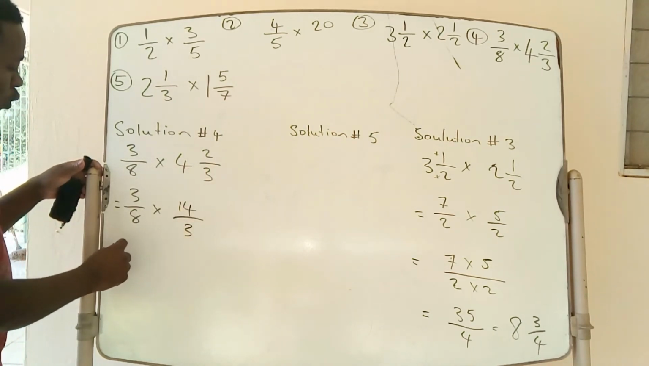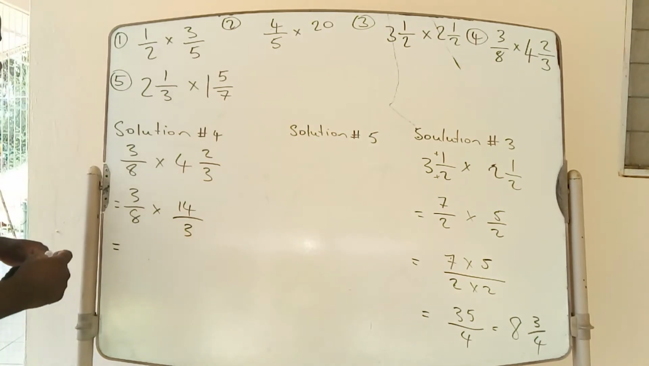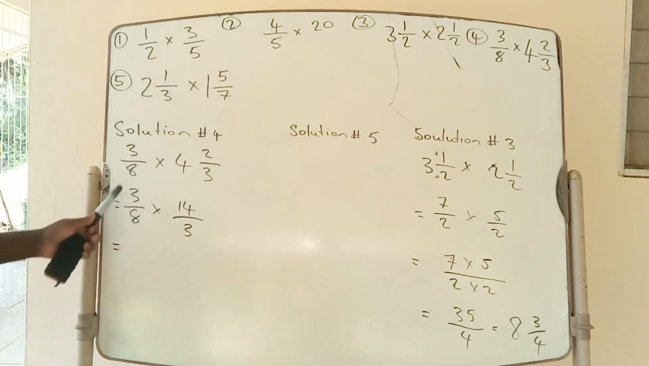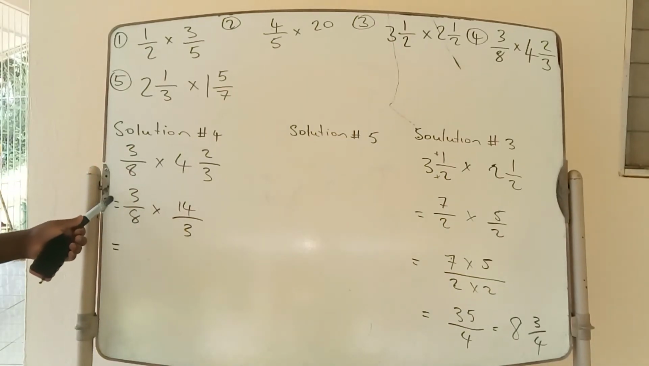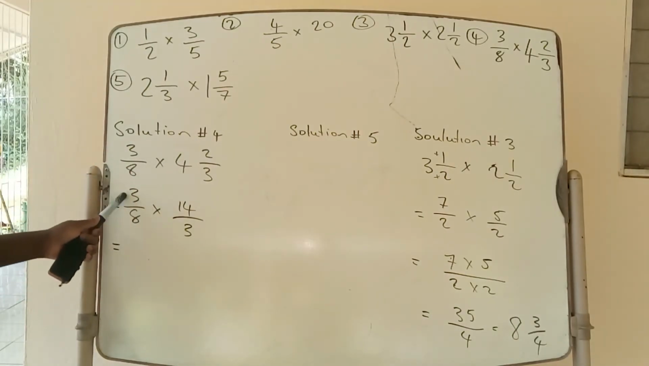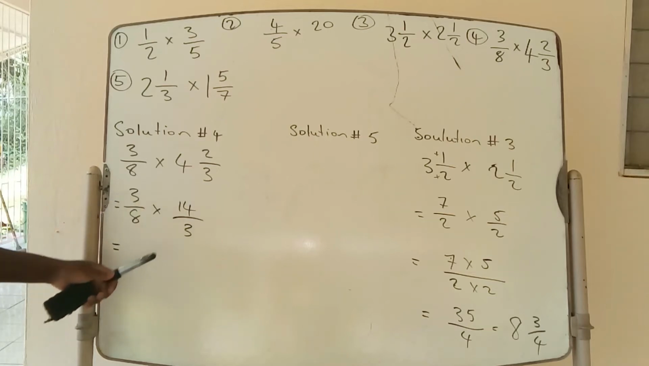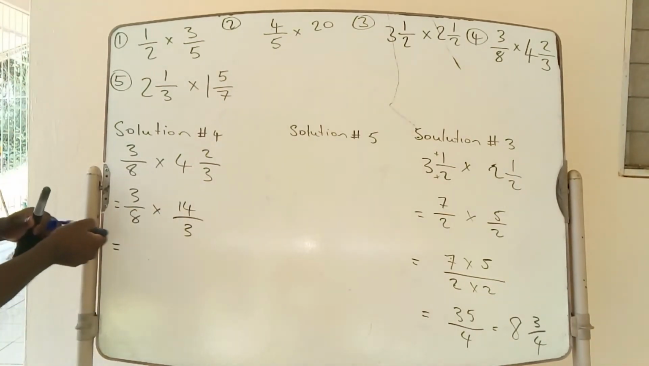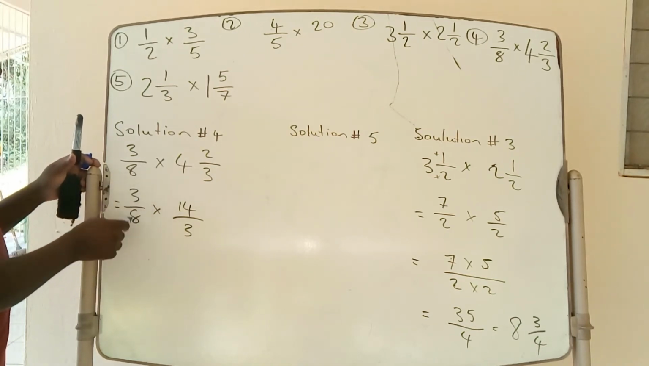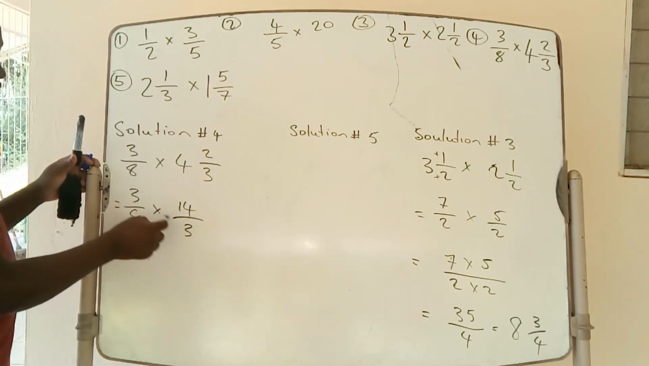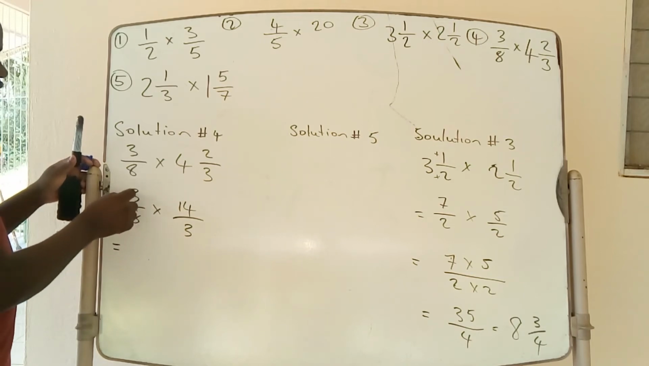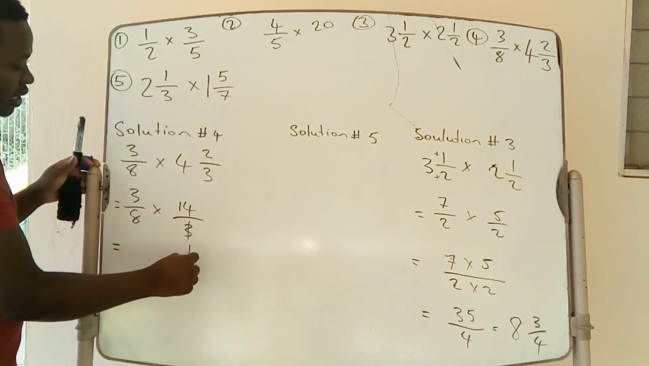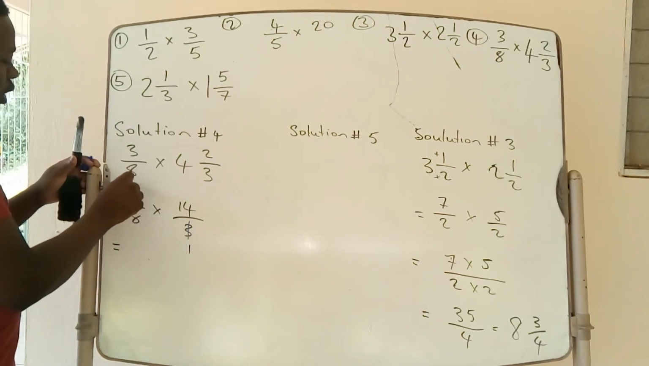Right? Now, what we're going to do here, sometimes it is best to try to see if you can reduce the fraction before you multiply the numerator by the numerator and the denominator by the denominator. Now, you can reduce fractions vertically or diagonally, right? So here we have 3 here and we have 3 here. It means that 3 can go into 3 one time and 3 can go into this 3 one time.